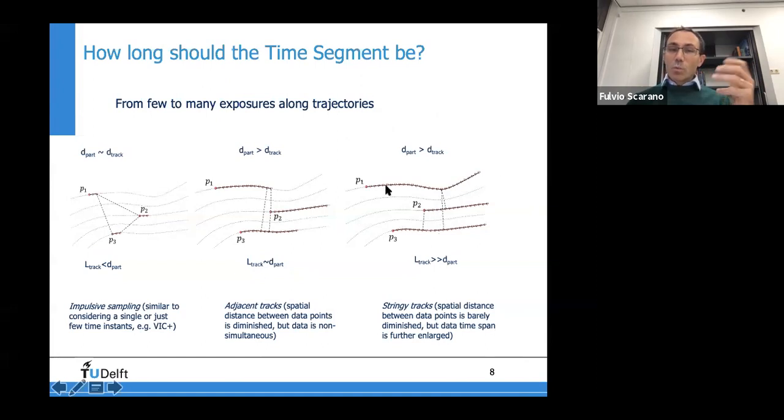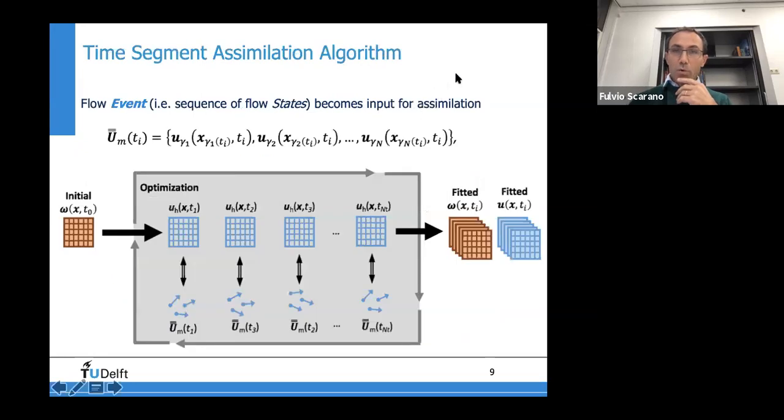What happens in this regime is that the distance between tracks is still smaller than the distance between particles. It has not changed a lot, but what has changed a lot is that L track is much larger than the distance between particles. So the time span is further enlarged, and the non-simultaneous condition is also enlarged. By the way, the computational cost will also start becoming important. So I think I've said enough about this principle. I will move more quickly to the algorithm.